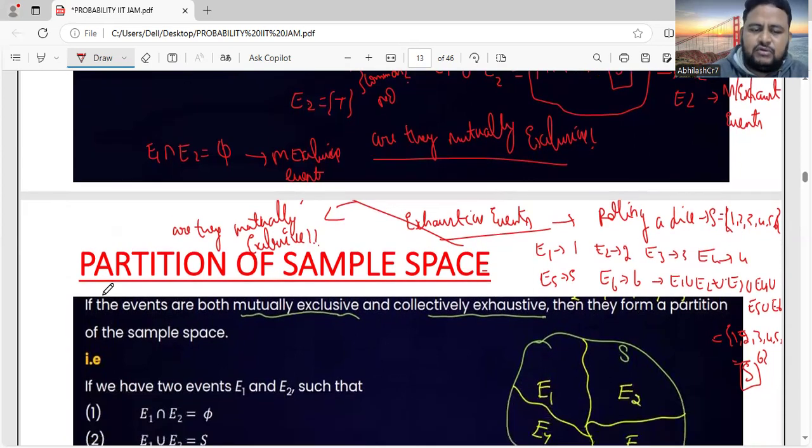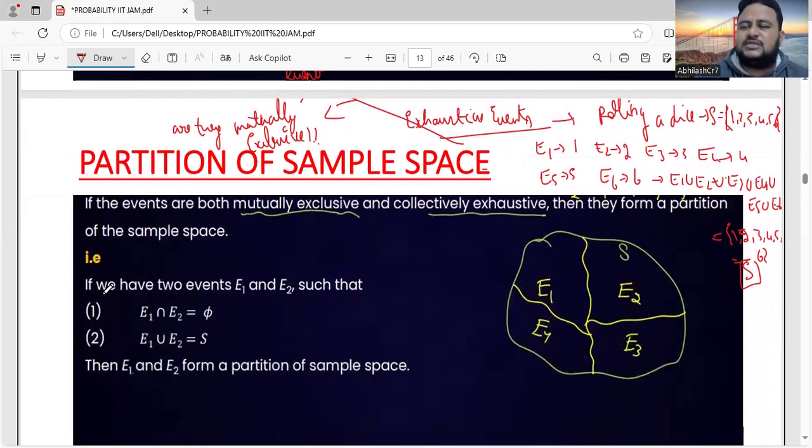Okay, so now let us discuss the last term when it comes to the basics of probability: partition of sample space. What is partition of sample space? If two events, or any number of events, are both mutually exclusive and mutually exhaustive, then they form a partition of sample space.